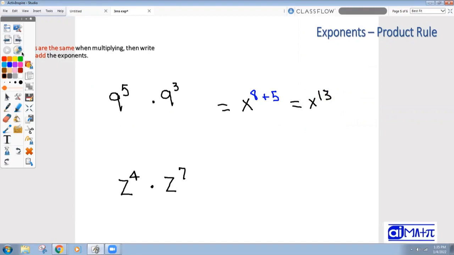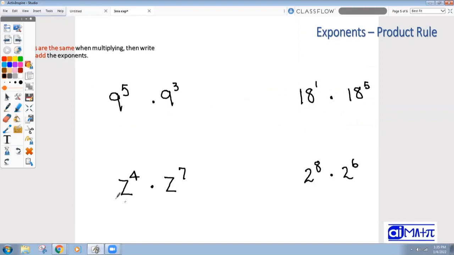So what I would like for you to do is go ahead and pause the video here and then just try to work these out on your own. When we rewrite these, we notice that both of these have a 9. We have 9 to the 5th power times 9 to the 3rd. So that would be equal to 9 to the power of 5 plus 3, which is 9 to the 8th power.